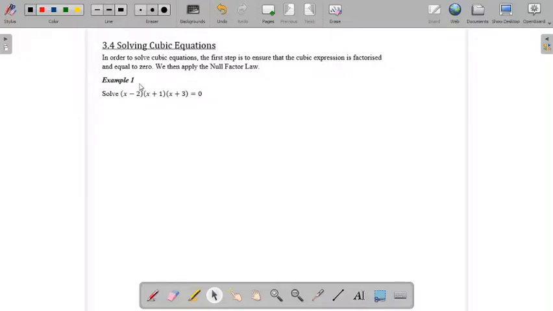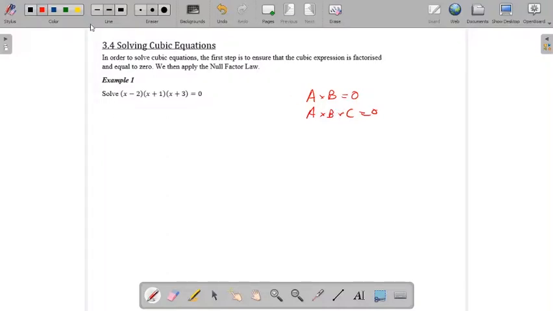So in this example 1 we've got a cubic which is already factorised. We've got 3 linear factors here, and to apply the null factor law: if we have factors being multiplied together, say a times b, and that equals 0, then either a equals 0 or b equals 0. Here we've got 3 factors, so it's a times b times c equals 0, and so either one of these could equal 0.